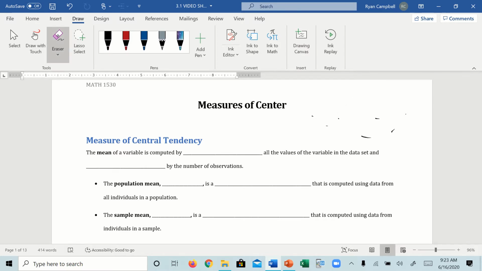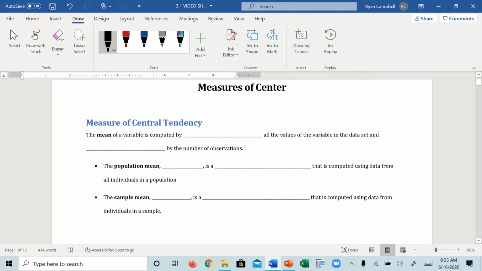So there's a couple different ways that we can talk about that. The first one is called the mean. This is the one that most people think of when they think of trying to find the center of something. And mean is computed by adding all the values of the variable in the data set and dividing by the number of observations. So the way you find the mean is you add up all the values and then divide by the number of values. Does that sound familiar? Maybe an average? Yeah. So when we say mean in statistics, all we mean is average.